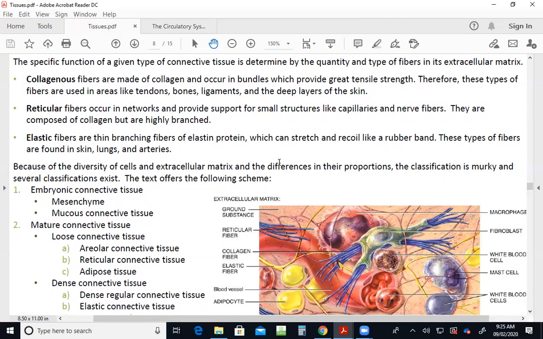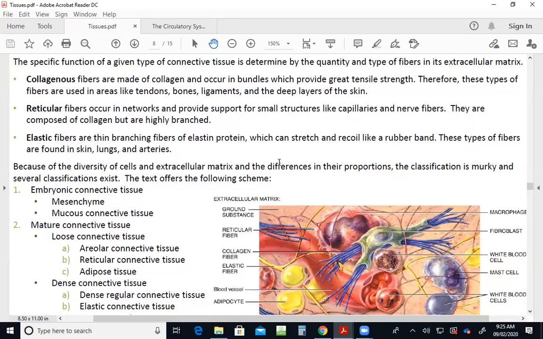These fibers are used in areas like tendons, bones, ligaments, deeper layers of our skin. Reticular fibers occur in networks and provide support for small structures like capillaries and nerve fibers. They're composed of collagen but are more highly branched. And then when you see the word elastic, what's that kind of trigger in your brain immediately?